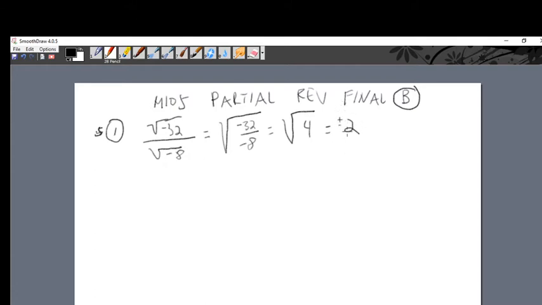If they really want to be careful about it, they'll say plus or minus 2, and maybe they'll just have the number 2 there. I can't guarantee what they'll have. It should be plus or minus 2. Okay, and that's it. Problem number 1 is done.